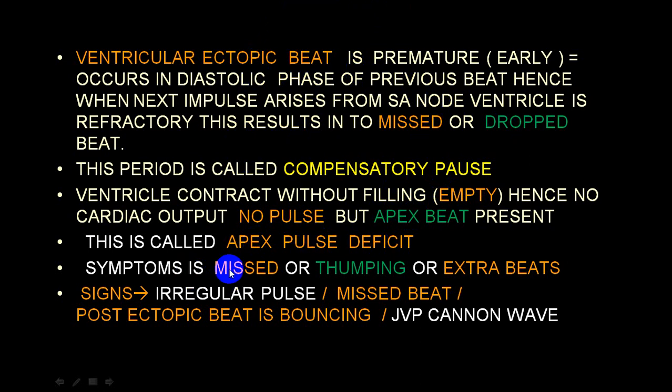And the person will complain of a miss or a thumping beat or an extra beat, and the person will have a sign of irregular pulse. And when you take the pulse, you will have a missed beat, and when you examine the chest, you will get apex pulse deficit. And when you examine the JVP, you will have a post-ectopic beat bouncing, or we call it a cannon JVP, because there is a contraction of the atrium and ventricle with a large volume that gives rise to a big wave we call a cannon wave.